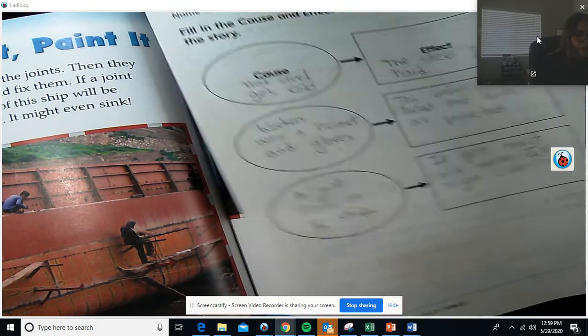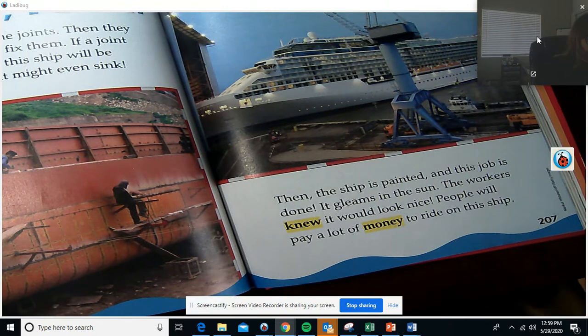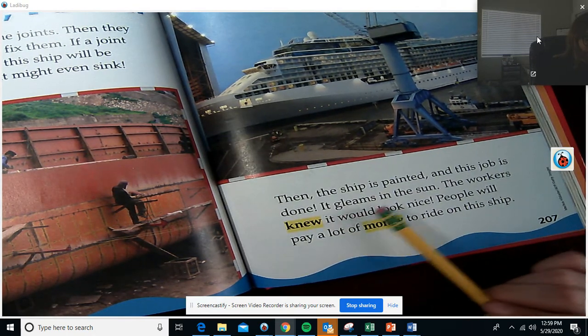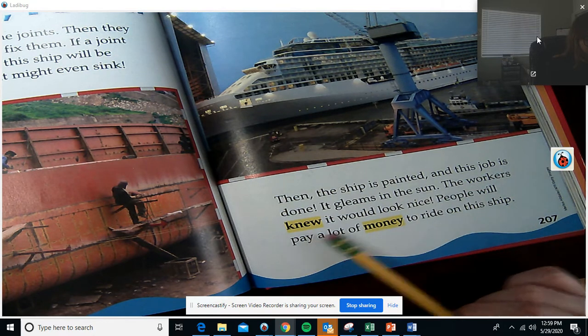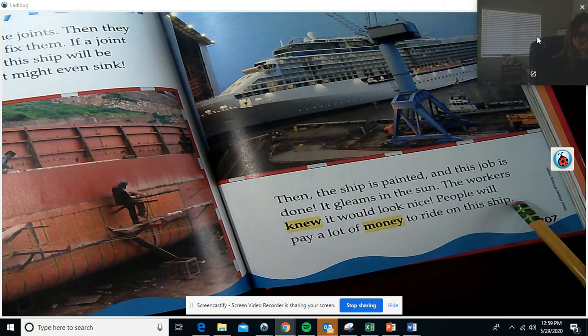Let's read the rest of our story. It says, then the ship is painted and this job is done. It gleams in the sun. The workers knew it would look nice. People will pay a lot of money to ride on this ship.